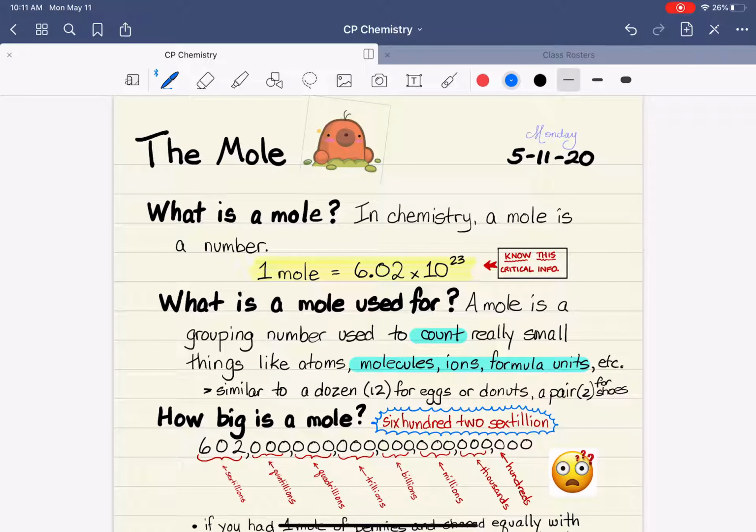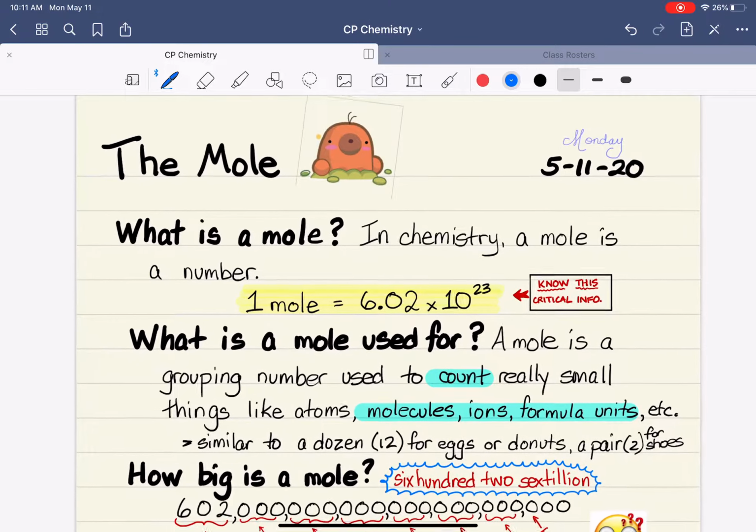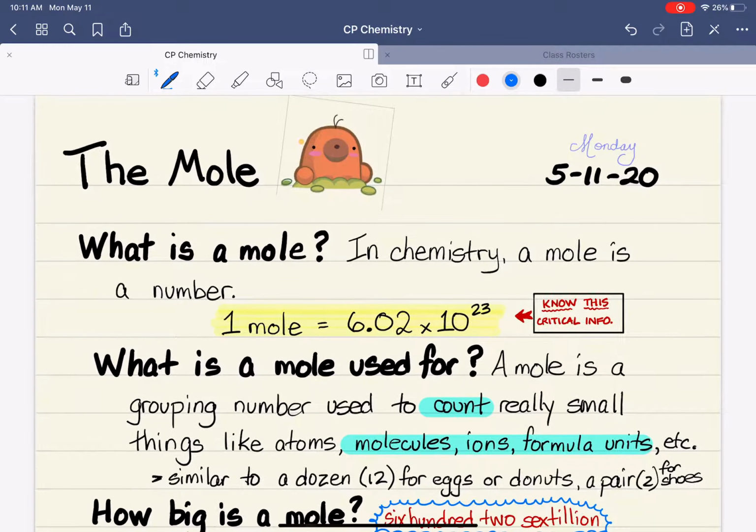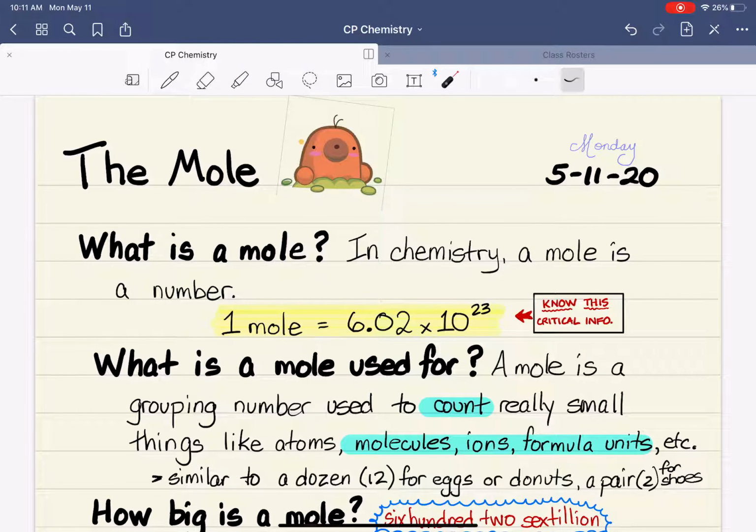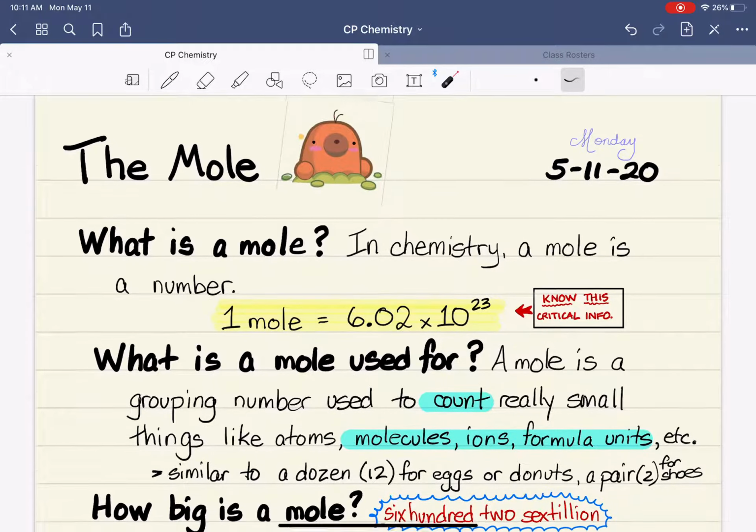And happy Monday, everybody. Today we're going to talk about the mole. I know you might think, the mole, isn't the mole an animal? Well, the mole is an animal, but the mole is also a number. In chemistry, the mole is a number we use all the time.